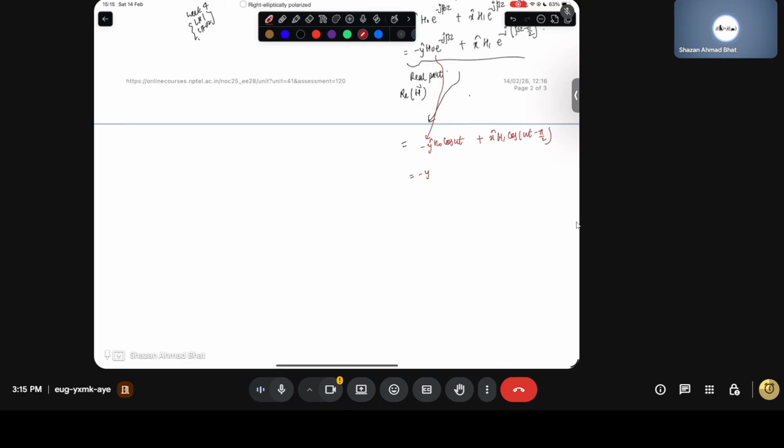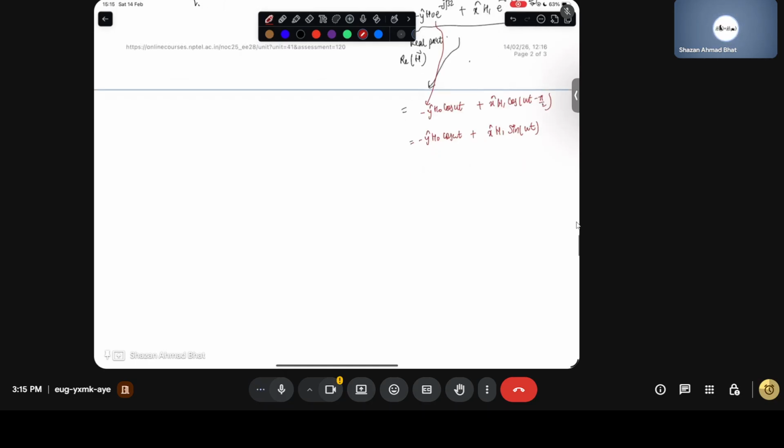Now you can write it in terms of h naught cos of omega t plus x cap h1 sine of omega t, because cos of omega t minus 90, or 90 minus theta, is sine of omega t. Because cos is an even function, you can take the negative sign out or it'll get absorbed in the cos. It doesn't matter. So it'll be sine. So this will be h of z.